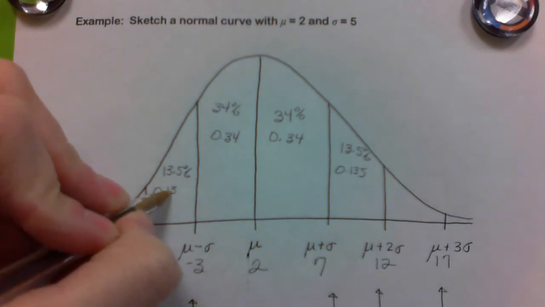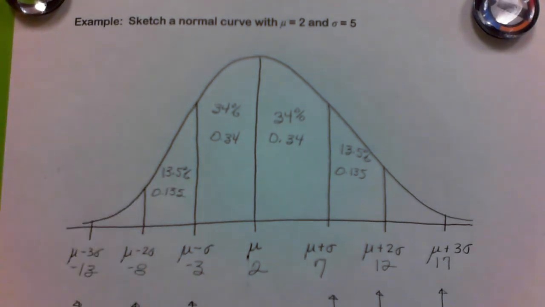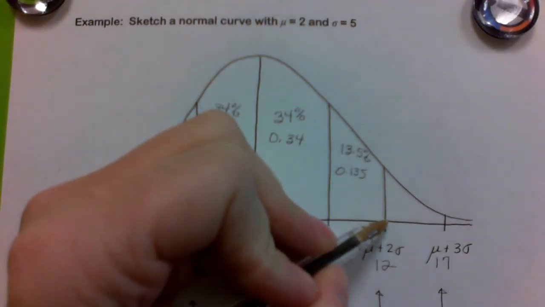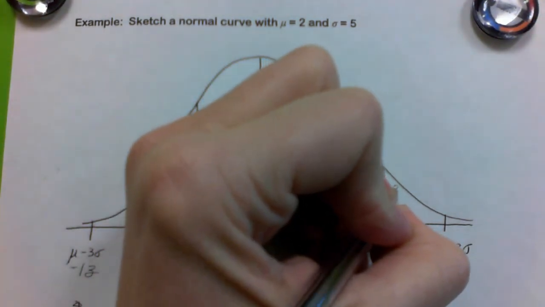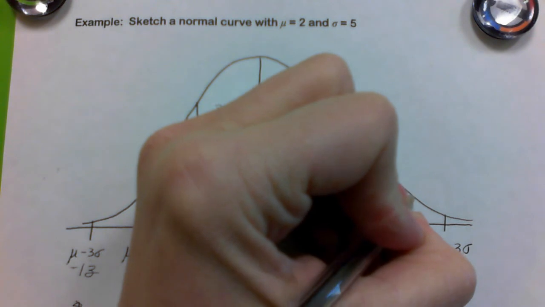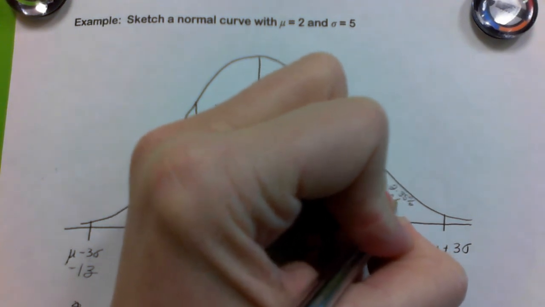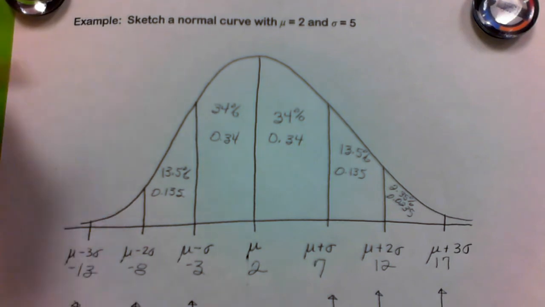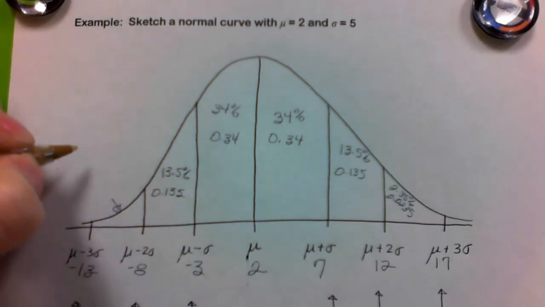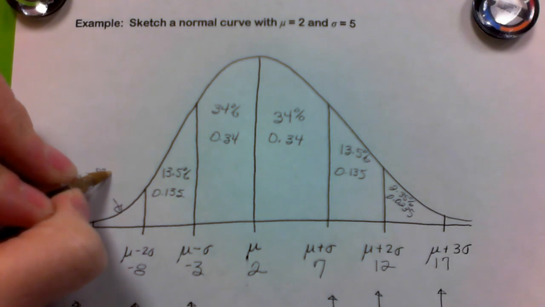So it would be the same on this side. Then the amount between the 2nd and the 3rd standard deviation is 2.35%, or 0.0235.